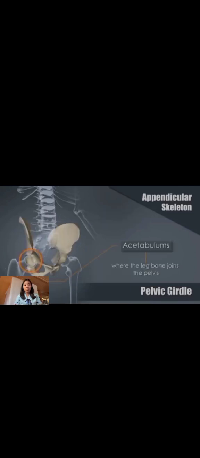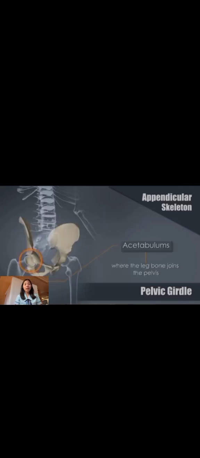Pelvic girdle. The pelvic girdle is the structure to which the leg bones are attached. The pelvic girdle is made of 2 os coxae, and each hip bone is divided into 3 sections: the ilium, the ischium, and the pubis. The leg bones are attached to the pelvic socket called the acetabulum.